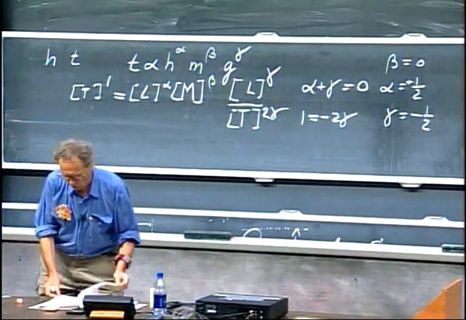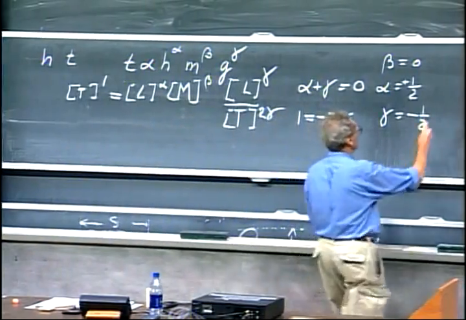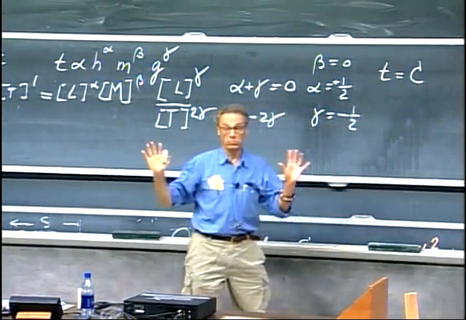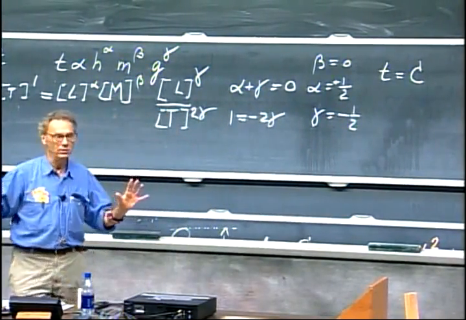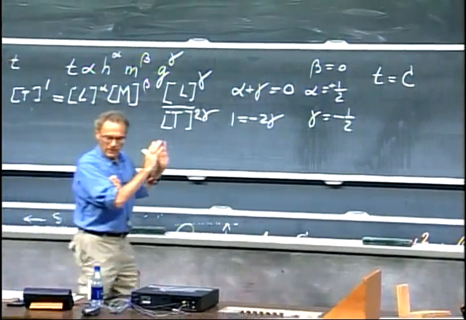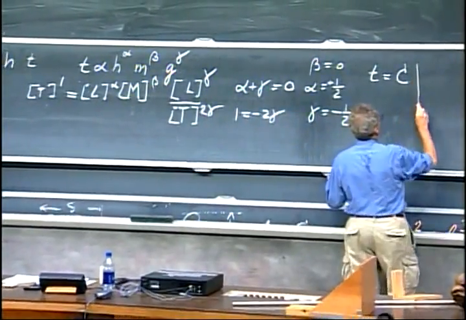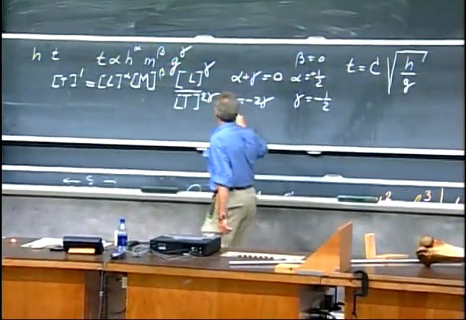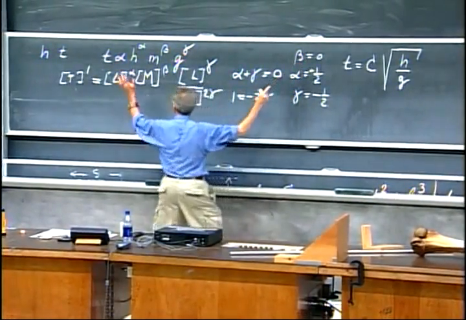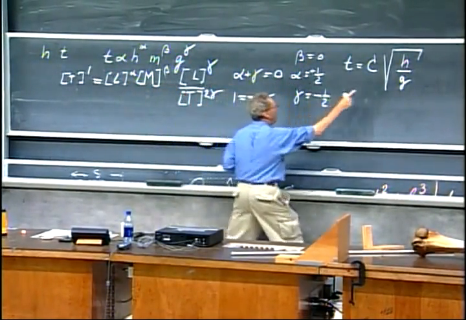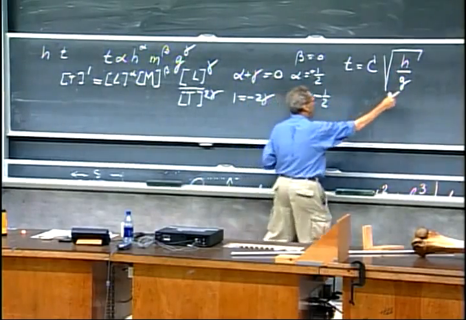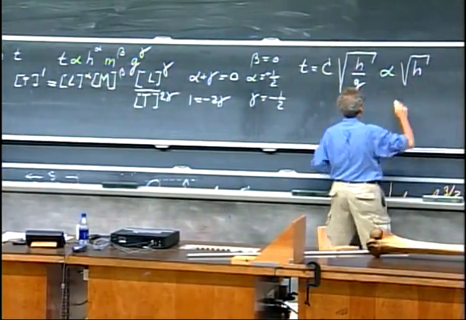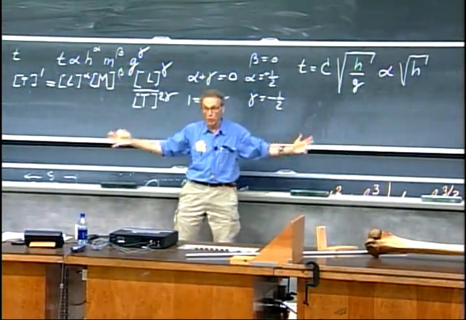I therefore conclude that the time that it takes for an object to fall equals some constant, which I do not know, but that constant has no dimension. I don't know what it is, times the square root of h divided by g. Beta is 0, there is no mass. H to the power 1/2, you see that here, and g to the power minus 1/2. This is proportional to the square root of h, because g is a given and c is a given, even though I don't know c.